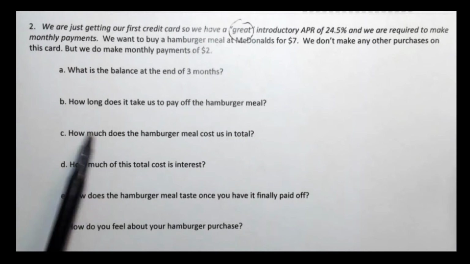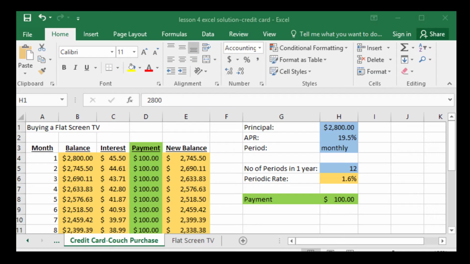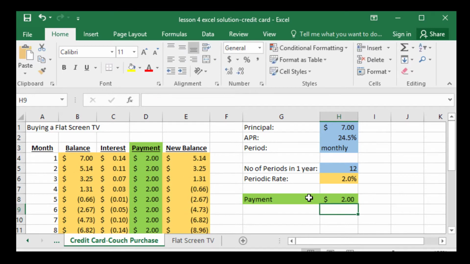So let's switch over to Excel. The only thing we're going to have to deal with from our other Excel file on the laptop is to change the principal, which was $7 for the meal, change the annual percentage rate, which was 24.5, and change our monthly payments, which is now $2. And we have some answers.